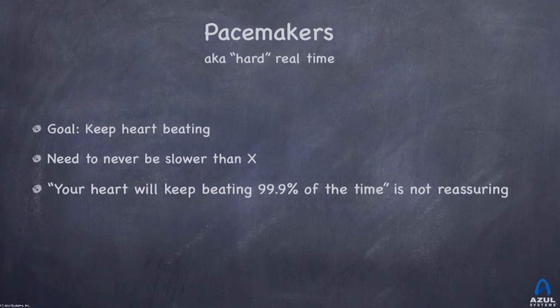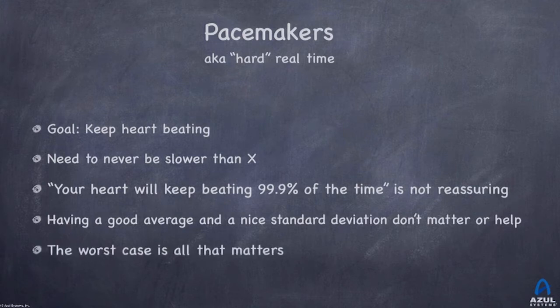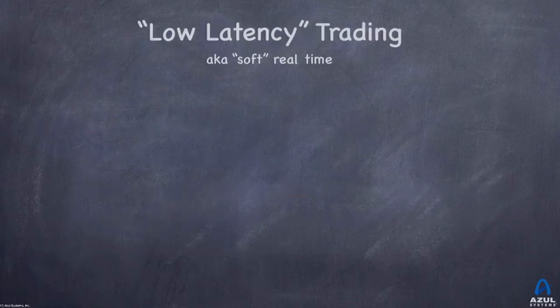So it's simply hard real time, worst case is all that matters, and prove to me that it won't get worse than X, at least within some reliability requirements. So all these other metrics, averages, standard deviations, even if they meant something, are meaningless for this application, and that's all we care about.